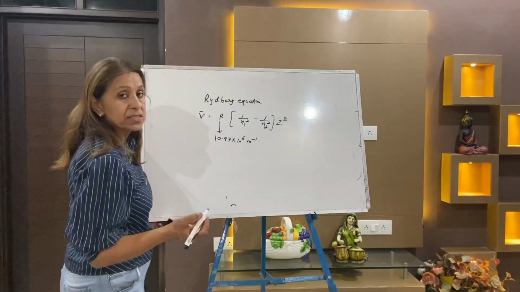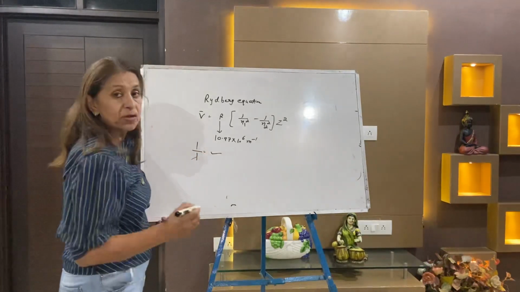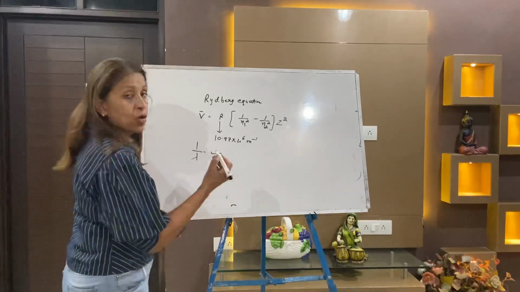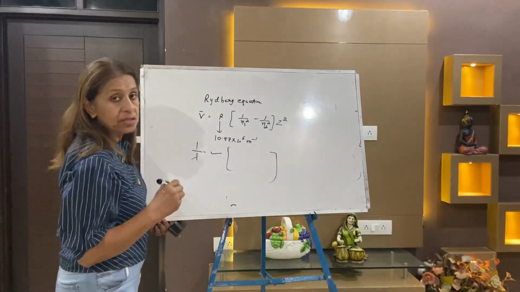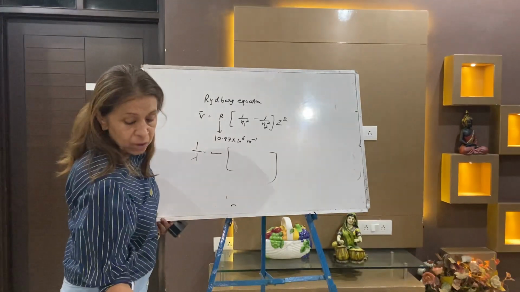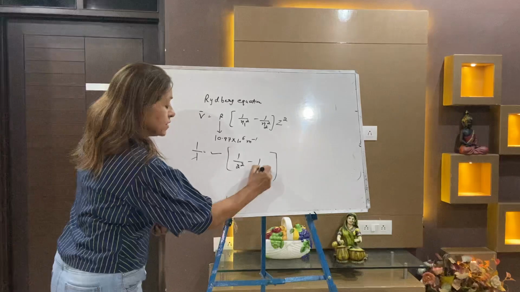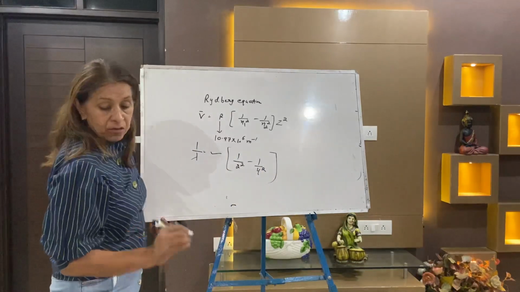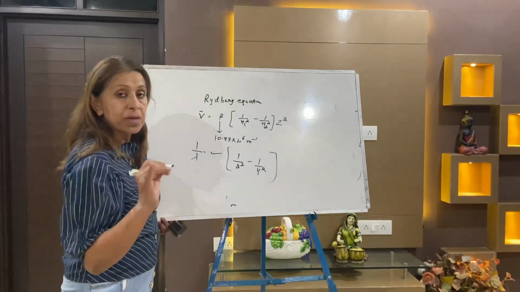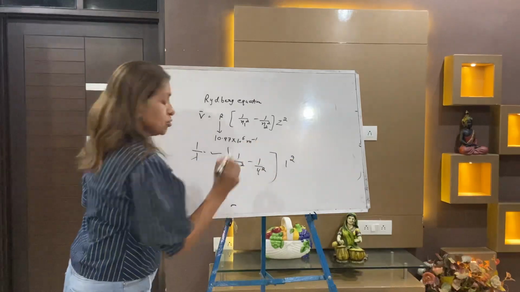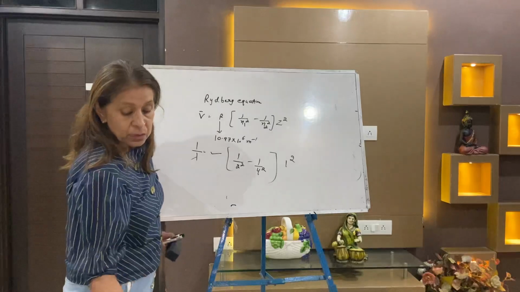Now you put the value, very simple numerical it is. Wave number is 1 by lambda. The R value is given, you can put it from the numerical. N1 is the ground state and N2 is the excited state. In this, N1 is 2 and N2 is 4. It is 1 by 2 square minus 1 by 4 square. Now Z, because the question is related with hydrogen, Z is the atomic number of hydrogen, 1 square.